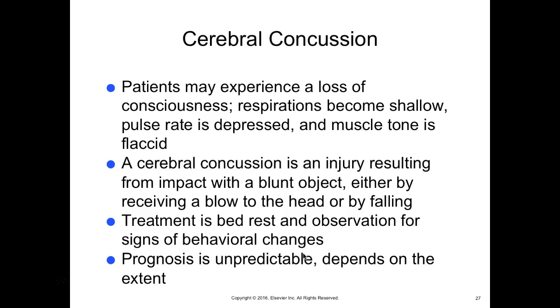Now, cerebral concussion. We'll talk here about the difference between a concussion and a contusion. The patient may experience a loss of consciousness, respirations become shallow, pulse rate is depressed, and the muscle tone is flaccid. A cerebral concussion is an injury resulting from impact to the head. It could be from a blunt object, or the person falls and hits their head. We also see cerebral concussions with sports injuries. Treatment would be bed rest and observation for signs of behavioral changes, and prognosis is unpredictable. It depends on the extent of the concussion.